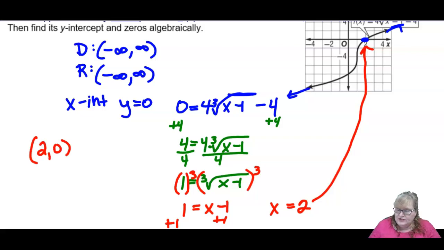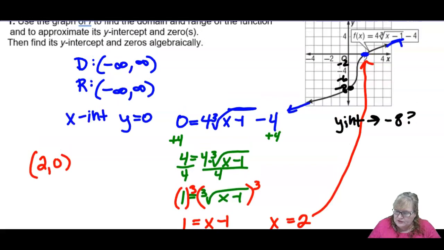All right, and then finally that just leaves the y-intercept. And the y-intercept is looking like, now be careful, they're counting by -2's here, -2, -4, -6, -8. Looks like the y-intercept is -8. And you get that, remember, when you put in x equals 0 to the function. So f of x would equal 4 cube roots of 0 minus 1 minus 4.